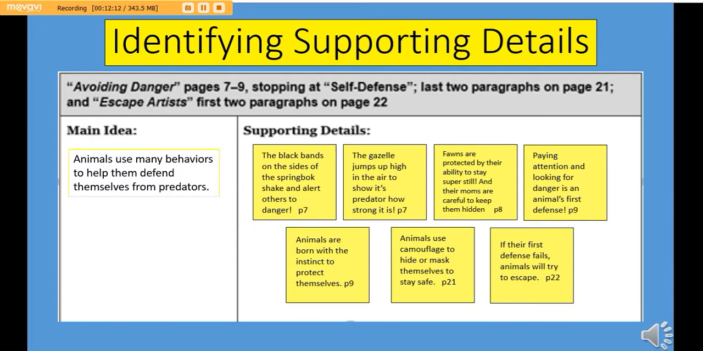If you did not have post-it notes, or if you didn't get this all done, you can go ahead and write these details into your purple workbook. Either way, pause the video now to make sure this section is complete before you move on.